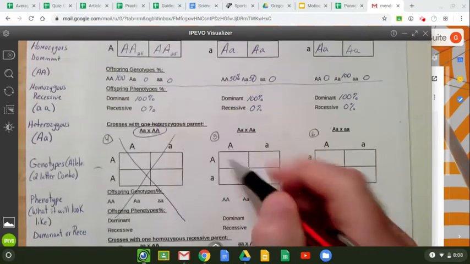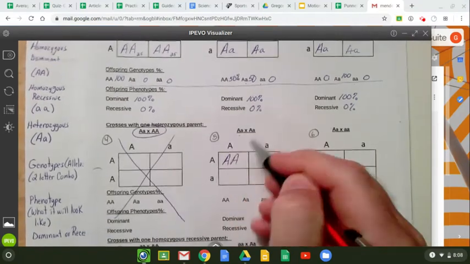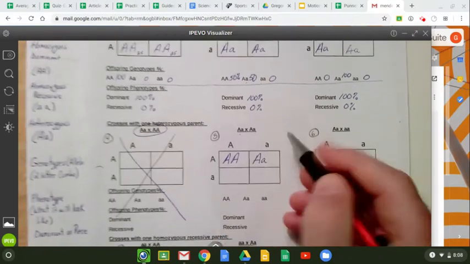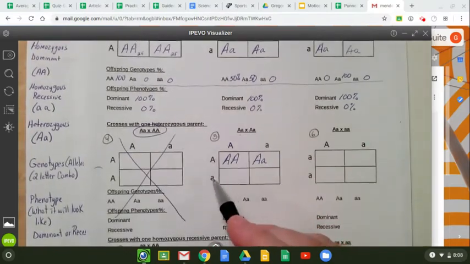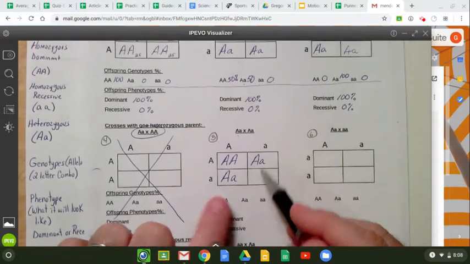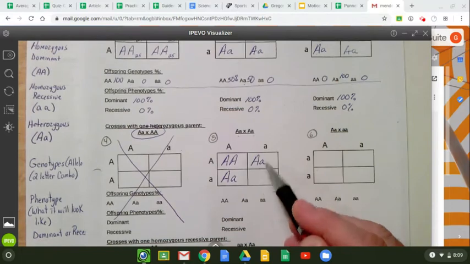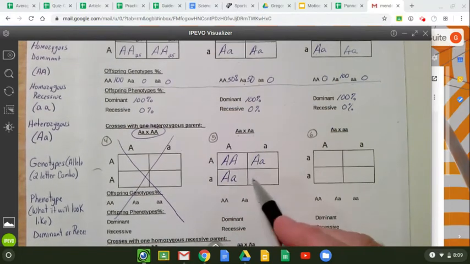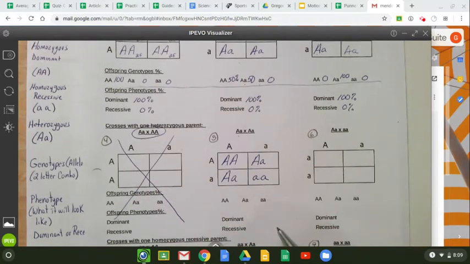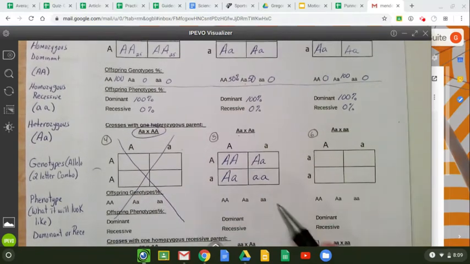All right, we fill in the squares. This square we have capital A, capital A. Over here we have heterozygous. Here also heterozygous. And down here in this right-hand box, we have lowercase a, lowercase a. Now, we haven't seen that one yet. All right, homozygous recessive.